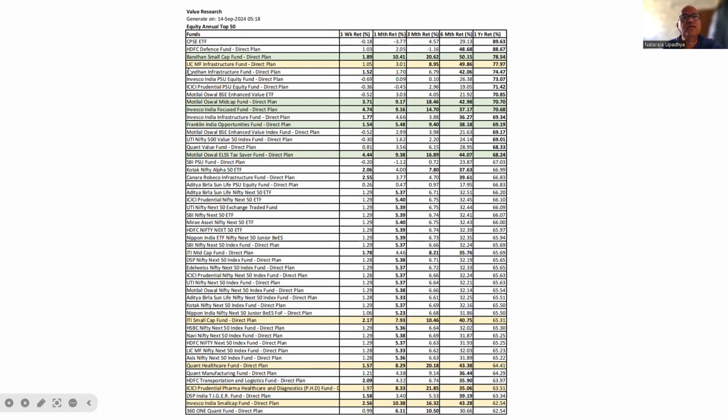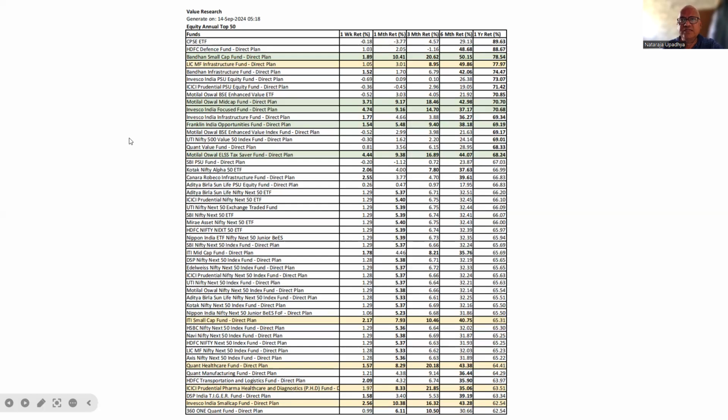The ones in amber are LICMF Infrastructure Fund, low return for the last 1 month, 3.01, but 77.97% for the year. IT Small Cap Fund, 7.93% return for the month and 65.31% for the year. Quant Healthcare Fund, 8.29% for the month, 64.41% for the year. ICICI Prudential Pharma Healthcare and Diagnostics Fund, 8.33% for the month, 63.51% for the year. Invesco India Small Cap Fund, 10.38% for the month and 62.54% for the year.